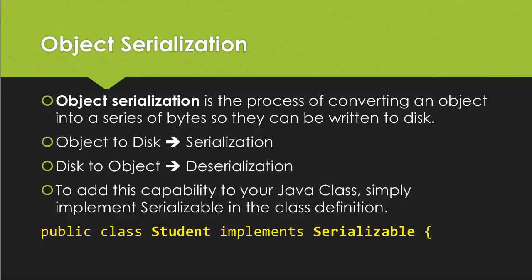So object serialization is just a process we use to convert an in-memory object into a series of bytes so they can be written to disk. And so we have two concepts. We have object to disk, we call that serialization, and we have taking it off of the disk and putting it into the object. That's called deserialization. The way this works is if you want your object to be serializable, all you need to do is implement the Serializable interface, and then your object will have this capability.